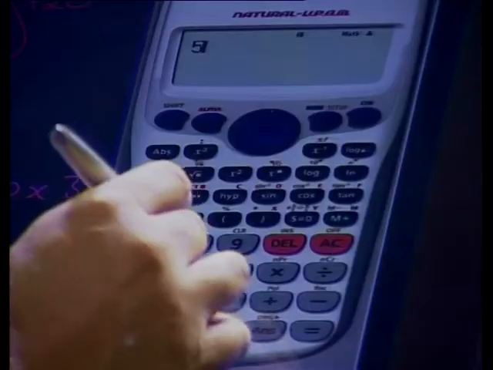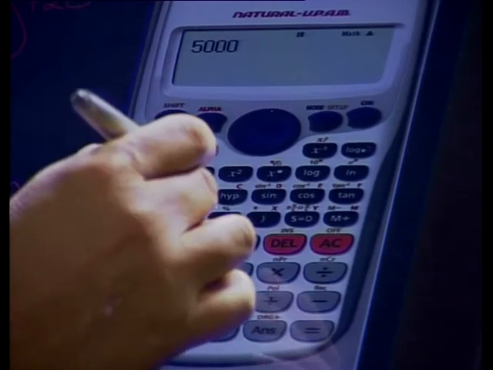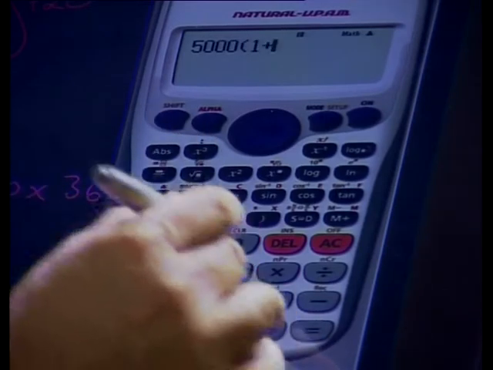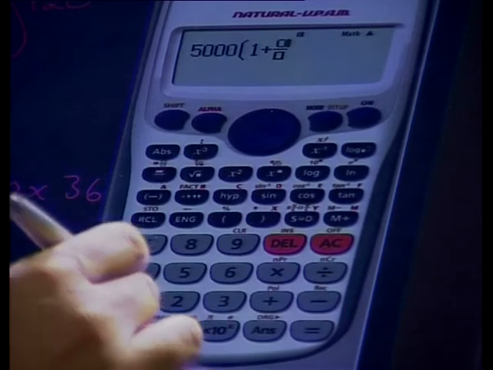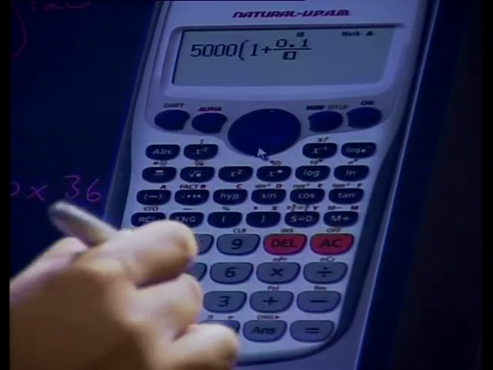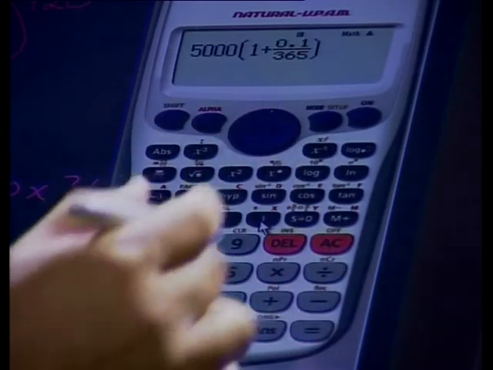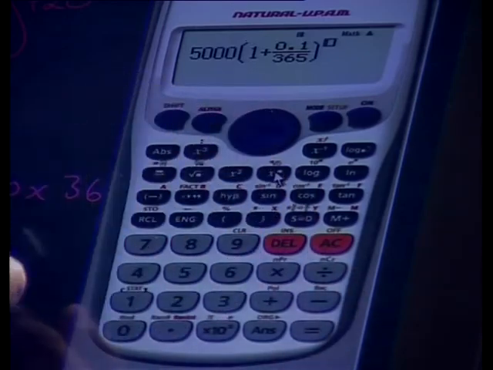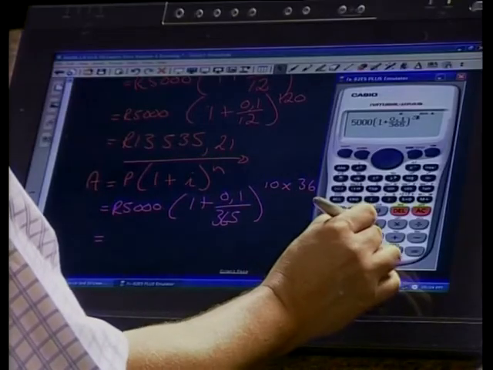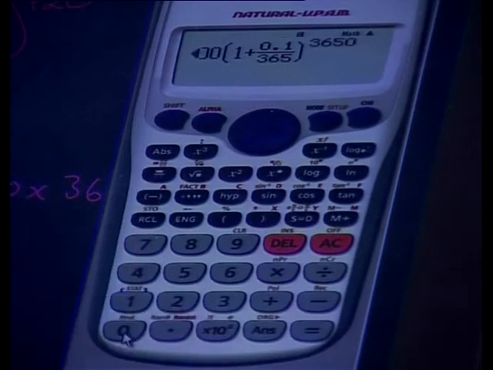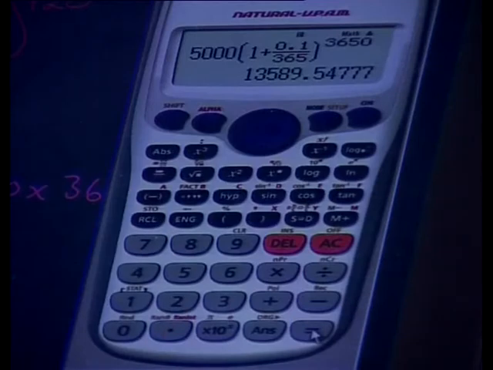Calculator. So we're going to say I have 5,000 Rand, bracket, 1 plus fraction button, 0.1 over 365, close brackets, all to the power of what? 10 times 365, which is 3,650. That's a lot of times we're doing the calculation, isn't it? But every time we're doing a calculation, we're just getting a little bit of interest. So here comes the answer. Voila!